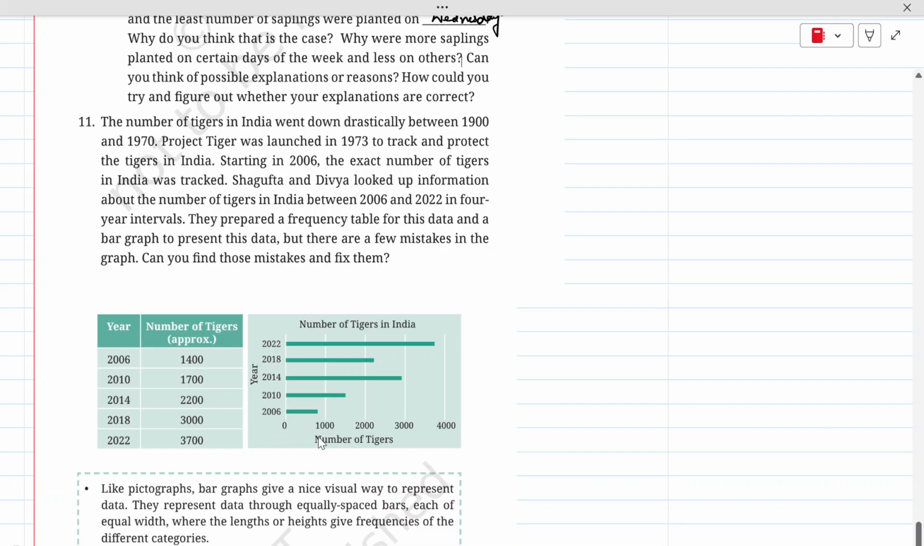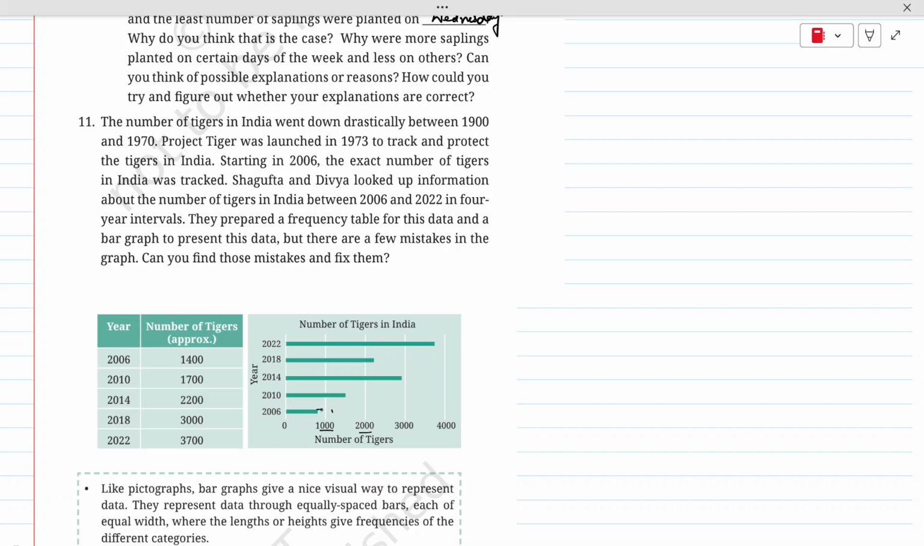Now, the number of tigers is plotted on the horizontal axis, and the years are plotted here on the vertical axis. Let's start with 2006. So in 2006, the approximate number of tigers is 1400. So kids, if you see here in this graph, this is our 1000 and this is 2000. Here we have taken the scale of 0, 1000, 2000, 3000 and 4000. Okay, and if you see here, the data which is given to us in 2006 is 1400, but here it is showing less than 2000. This is incorrect, right? It should be somewhere here.